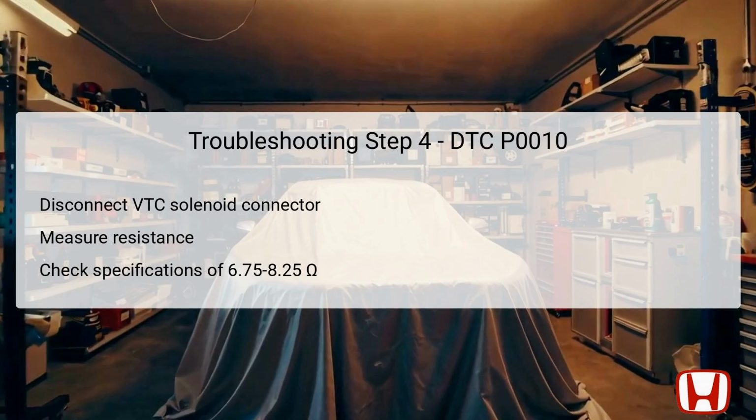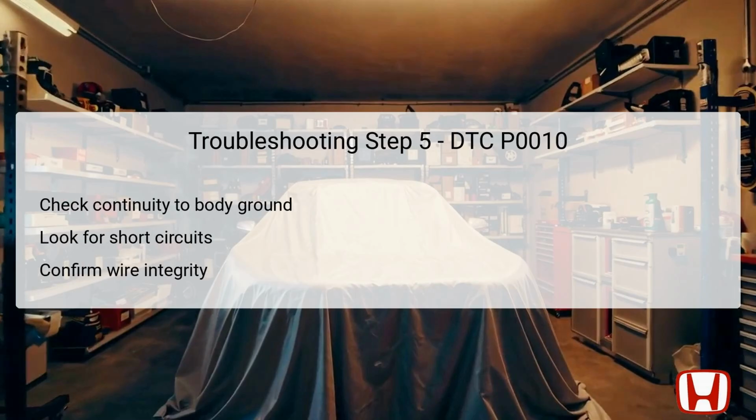A reading within this range suggests the solenoid is functioning appropriately. If the readings are outside this range, it points toward a potential internal failure of the solenoid valve itself, warranting further investigation or replacement. The next step involves checking for continuity between the VTC oil control solenoid valve's terminal number 1 and the body ground.